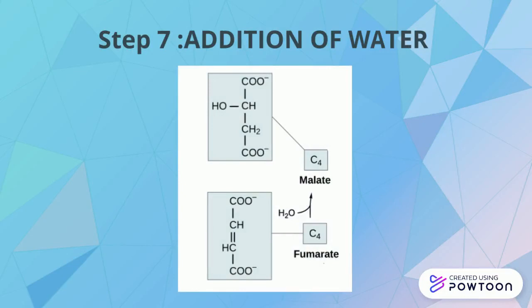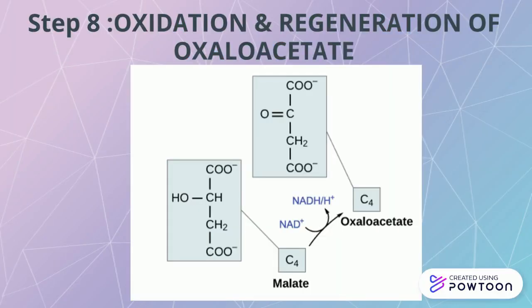Step 7 is addition of water. Addition of water molecule rearranges bonds in the substrate. Fumarate is converted to malate. The last step is step 8, which is oxidation and regeneration of oxaloacetate. When 2 hydrogen atoms are transferred to NAD, malate is oxidized to oxaloacetate.